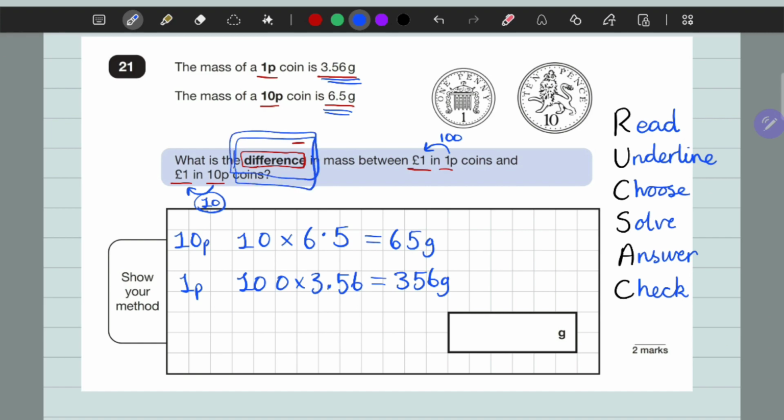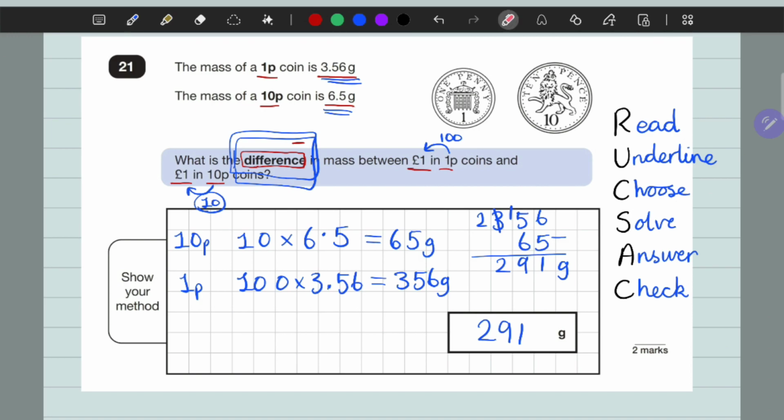Now let's go back to that key part here, the difference. We're not over with the question yet. That's why it's worth 2 marks instead of 1. I need to work out the difference, so I'm going to do some subtraction. 356 subtract 65. 6 subtract 5 gives me 1. 5 can't subtract 6, so whoopsie. I'm going to borrow 1 across from here in exchange. 9 subtract 6, that leaves me with 2. 291 grams is my final answer.